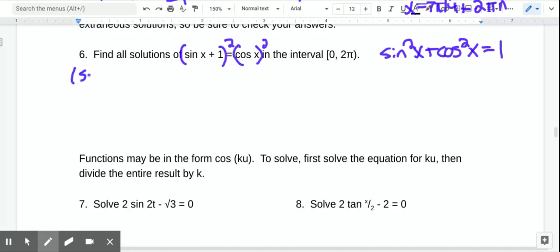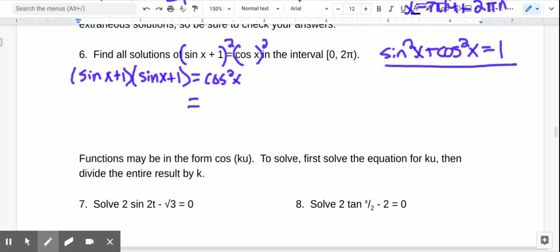So that's going to give me sine x plus 1 times sine x plus 1. And then this side will give me cosine squared x. And that's the whole purpose, because now I can use this Pythagorean identity to replace cosine squared with 1 minus sine squared. So now everything's going to be in terms of sine, which is good. I still have some more work to do because I need to FOIL the left-hand side. So this is going to give me sine squared plus 2 sine x plus 1.